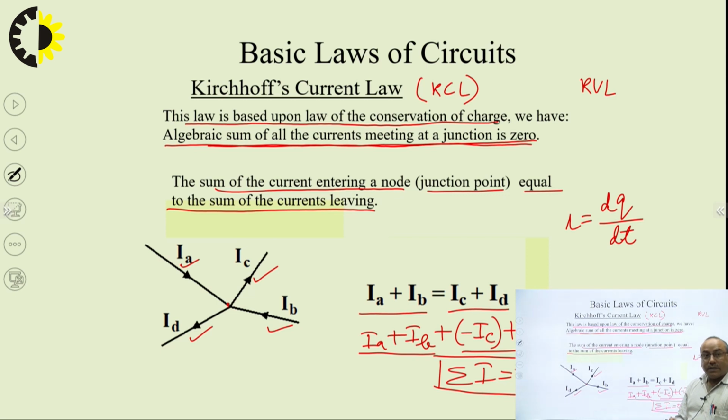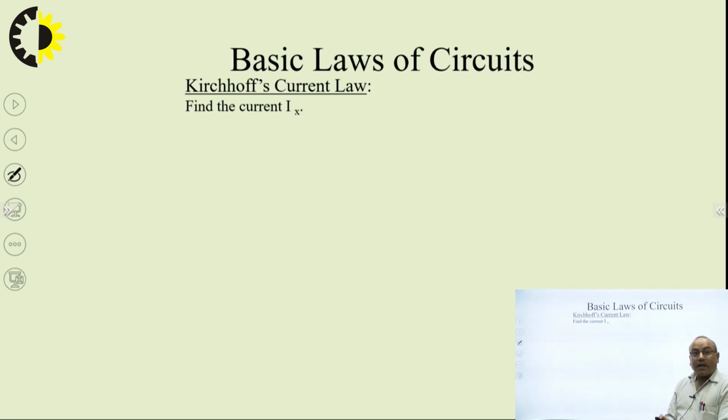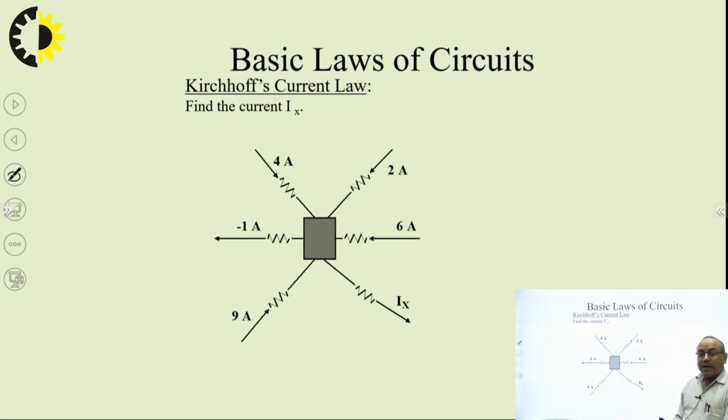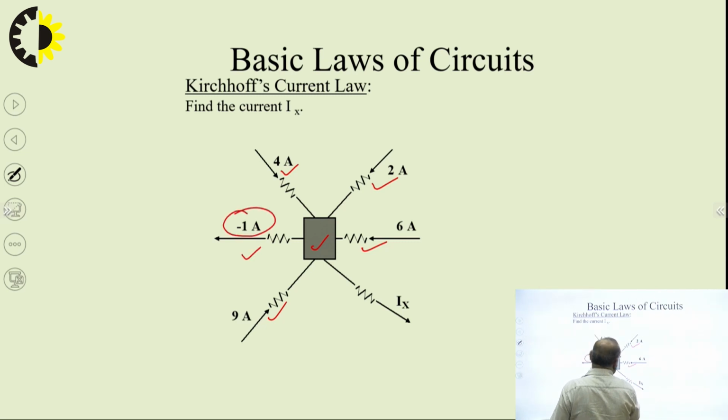That way we have this in any electrical circuit. Let us take a numerical example. In this circuit, we have a node or junction point, where 6 branches are meeting, and currents are given in different branches. This branch has 4 ampere entering the node, this one has 2 ampere entering, this has 6 ampere entering, this has 9 ampere entering, this branch has minus 1 ampere leaving the node, and this branch has current Ix leaving the node.